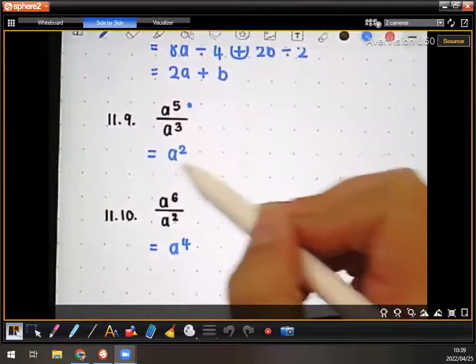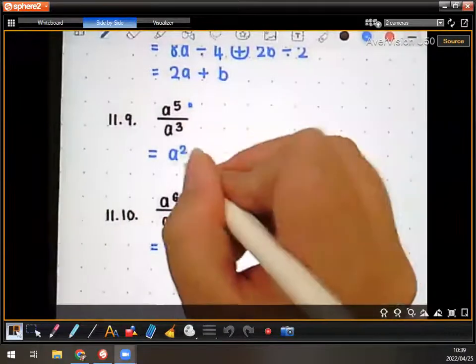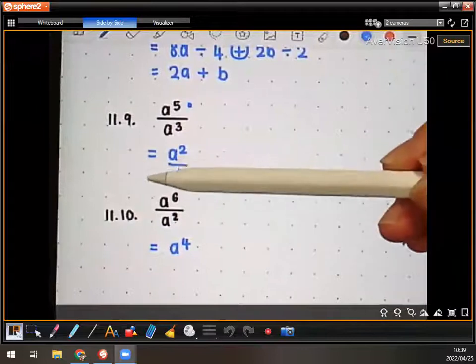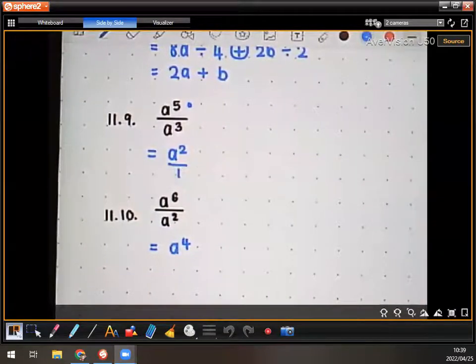All right, and because there's nothing left at the bottom, guys, it's technically, don't write this now, but it's technically that over 1. But do we write the over 1 in a fraction ever? No. All right, so that's why there's nothing written there, but there is actually a 1 left at the bottom.